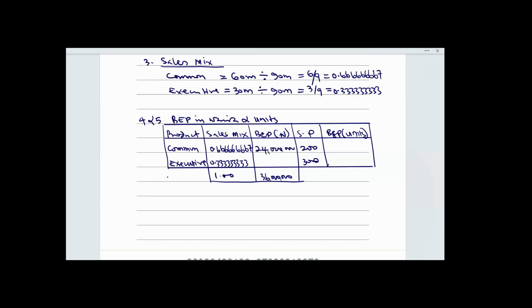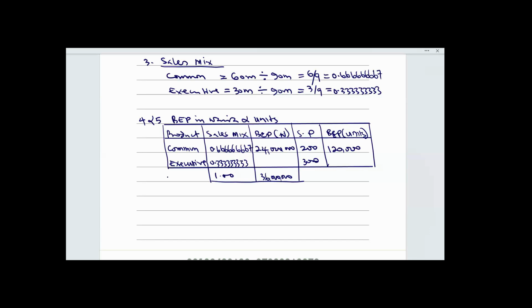To get the break-even point in units, you divide the 24 million naira by the selling price, 200. That will give you the break-even point in units, 120,000 units. Okay, so do the other one for executive.